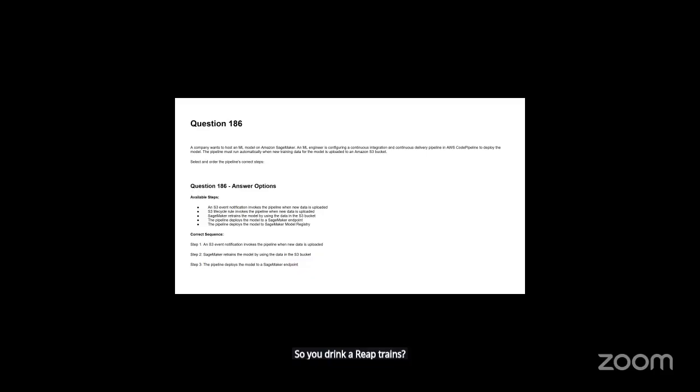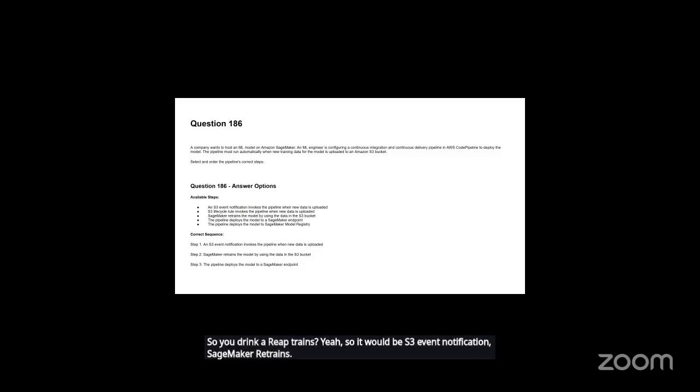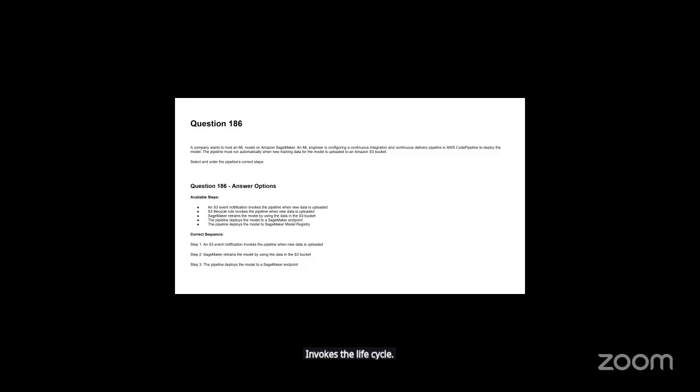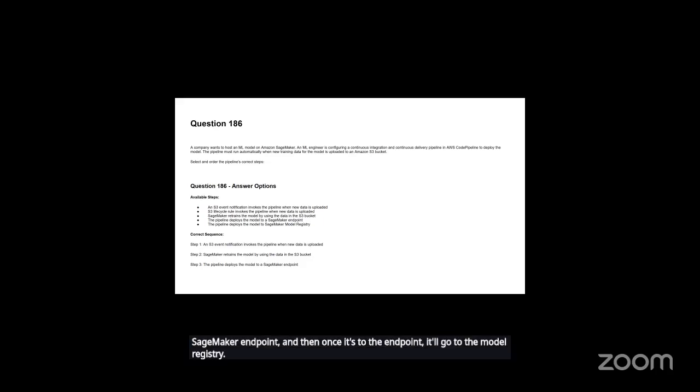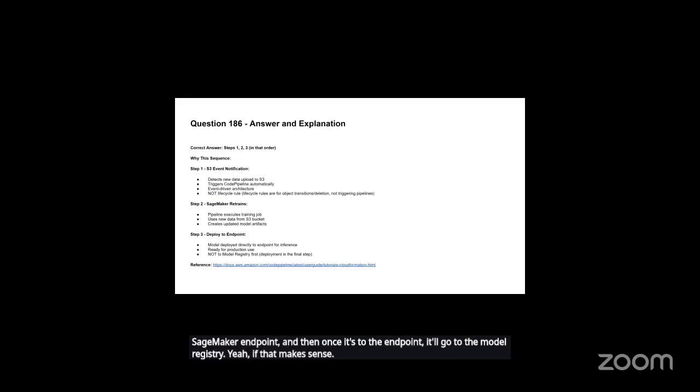Yeah, so it would be the S3 event notification, SageMaker retrains, invokes the pipeline lifecycle. Oh, okay. So that's where that is not correct. SageMaker endpoint. And then once it's to the endpoint, it'll go to the model registry. Yeah, that makes sense. So it has those kind of mixed in together.